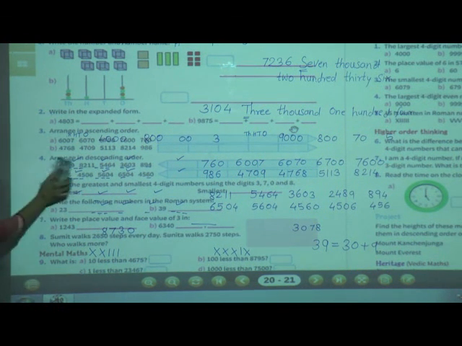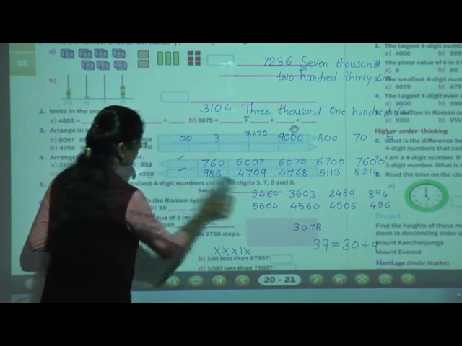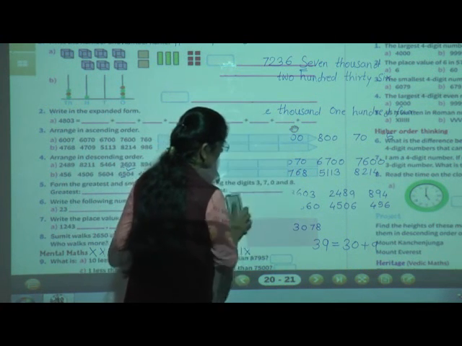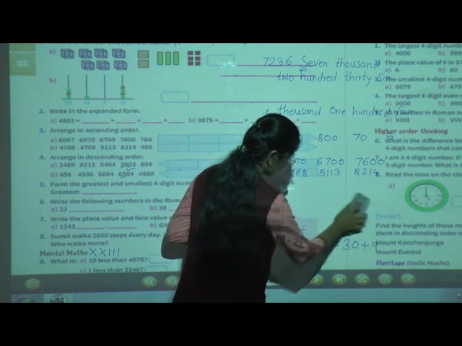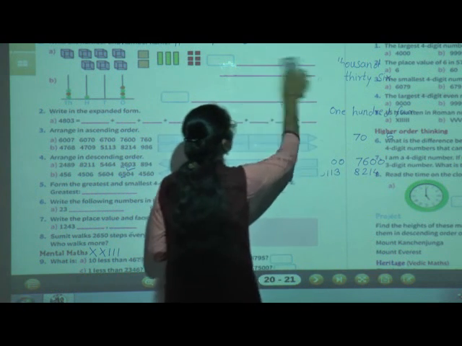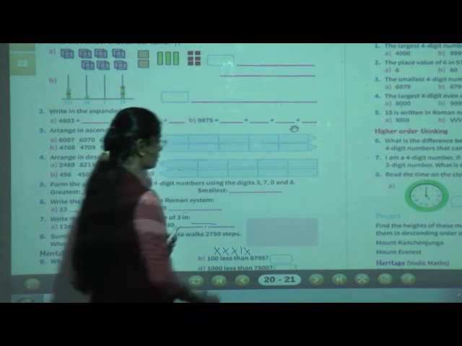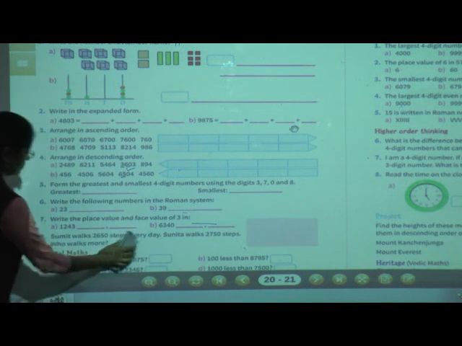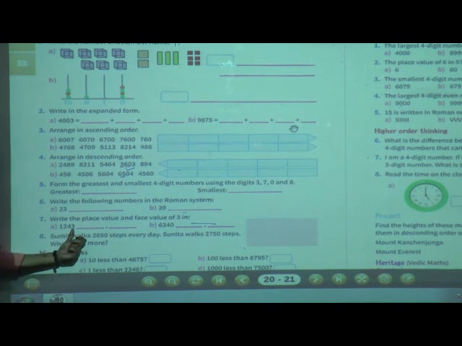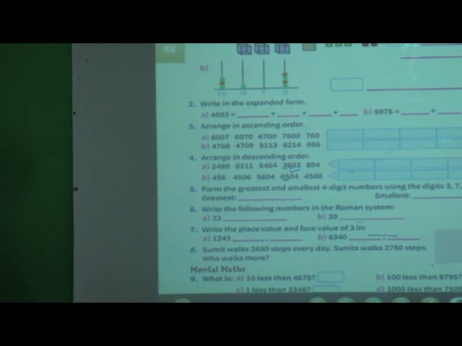The question is, write the place value and face value of 3 in the given number. Here they had given the number, and in that number 3 is there. So we have to write the place value and face value of that 3. Now look at the board. The number is 1243. First we will write their places.